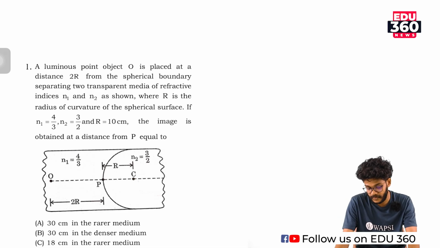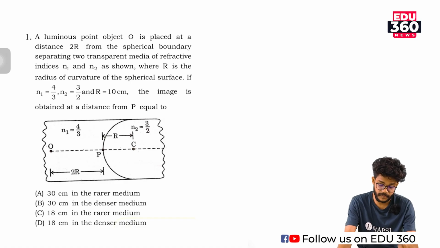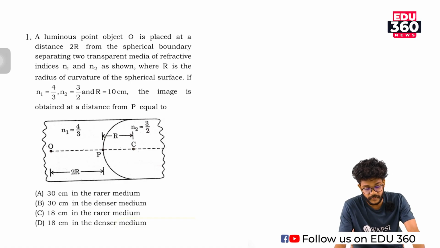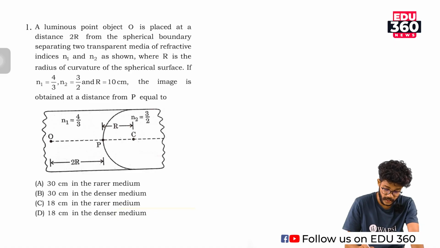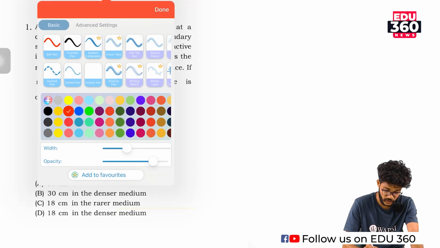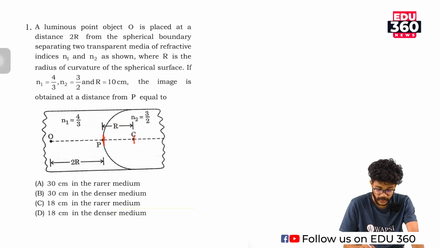Okay. So the first question is, a luminous point object O is placed at a distance 2r from the spherical boundary separating two transparent media of refractive indexes n1 and n2 as shown, where r is the radius of curvature. Here, this is the radius of curvature, and the object is placed at 2r from the pole.